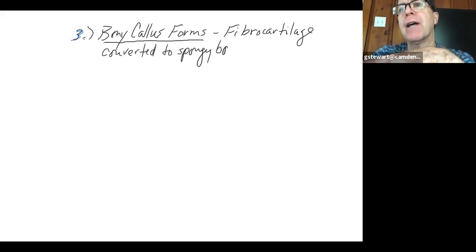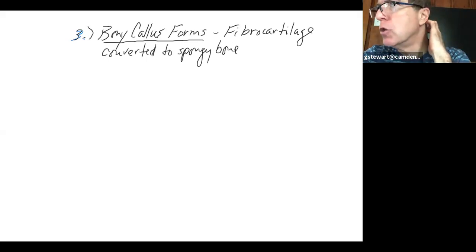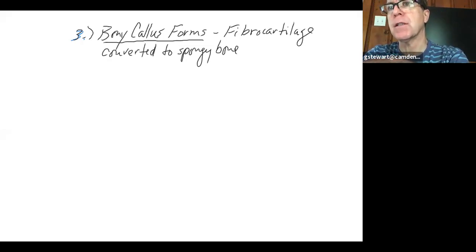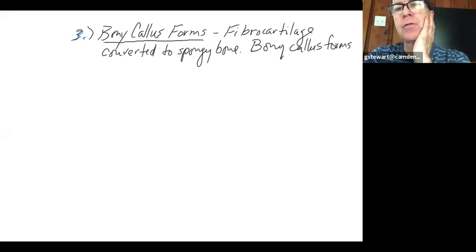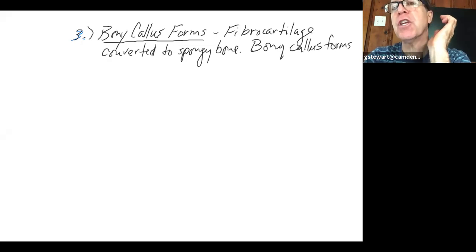Back when I talked about ossification, I said quite a few times, spongy bone usually almost always grows first in an area. So fibrocartilage gets converted to spongy bone. Then a bony callus forms. So that blue thing that I drew on my last little picture, that splint, the tissue turns into actual ossification or bone tissue.